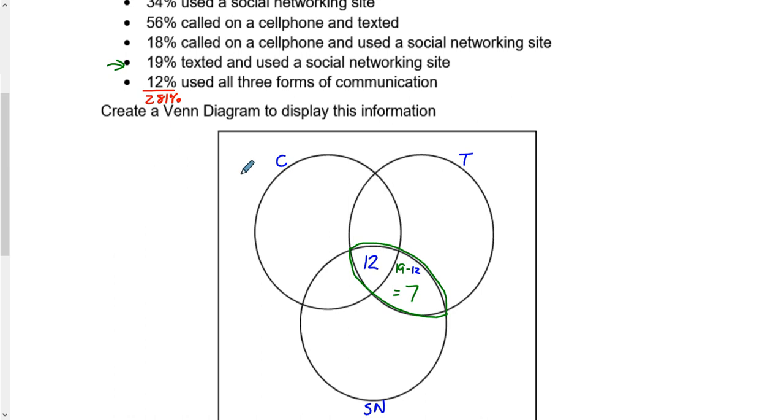And obviously now it's different, but we'll still use what we have. Same thing with this 18%, calling on a cell phone and using social networking. It's talking about this intersection right here. To find out what this would be, I'm just going to fix that. We have to take 18 and subtract the 12, that's already part of it. Obviously, then it becomes 6.